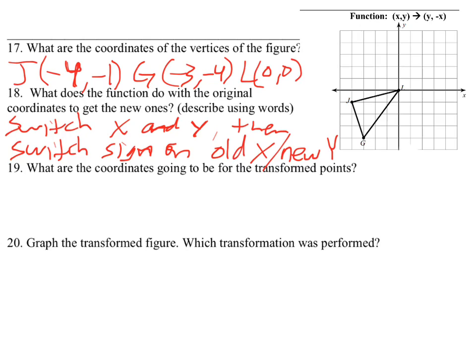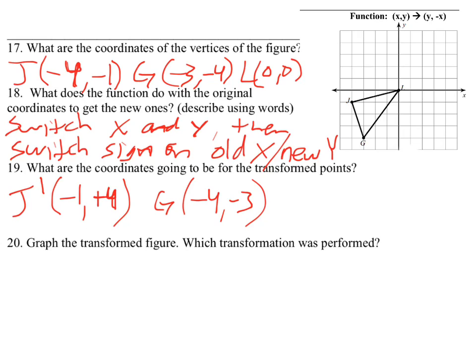So if we do that on all these points, J prime, we need to switch the order, negative 1, negative 4, and change the sign on the old X or new Y, going to give me positive 4. G, switch the order, negative 4, negative 3. Change the sign on the old X or new Y, gives you negative 4, positive 3, and then L prime is going to be just 0, 0 still, because the opposite sign is 0, 0. Excellent, so now we got all of this.